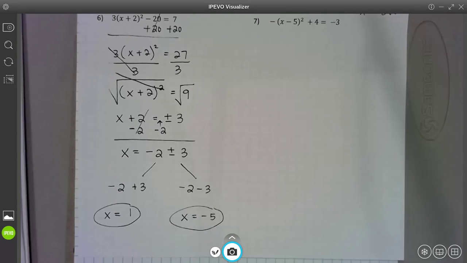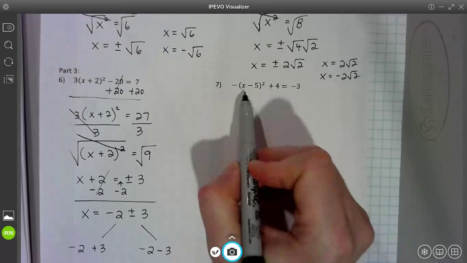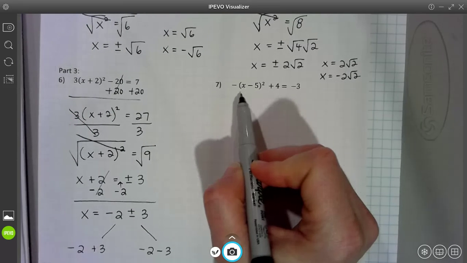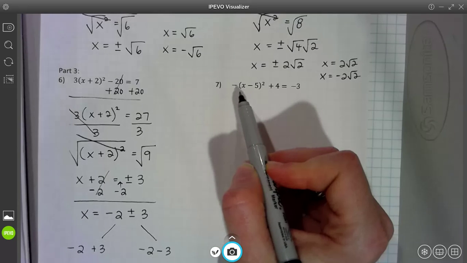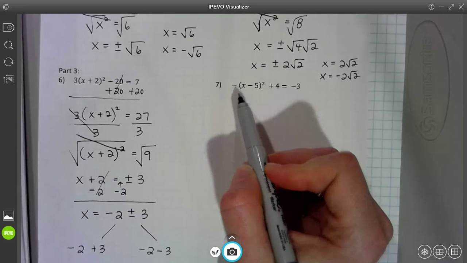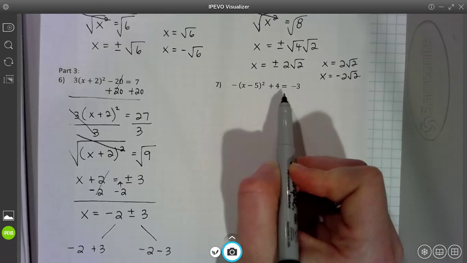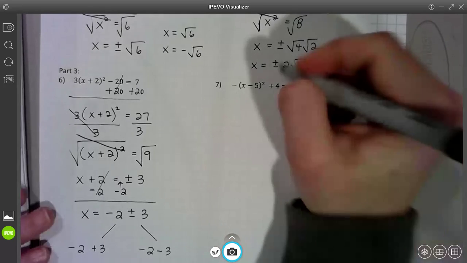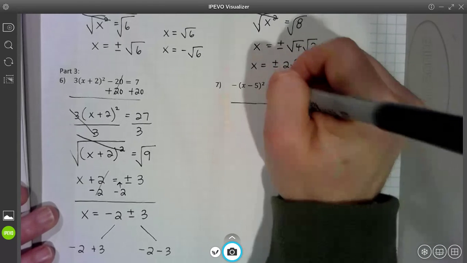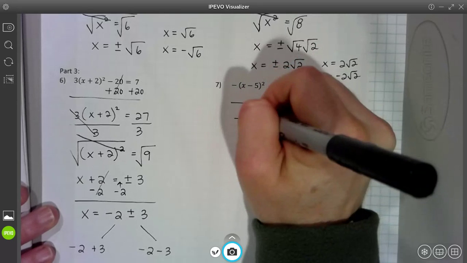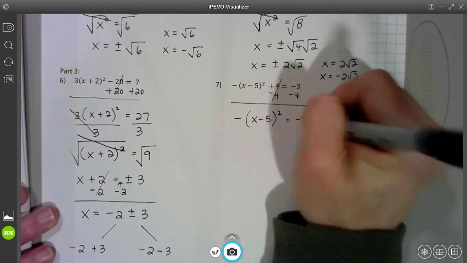All right, let me do one more of these. All right, so look at number 7. Same thing. It's not x who's being squared. It's the entire parenthesis that's being squared, which is okay. Just get that parenthesis by itself. So this negative sign, or this -1, if you want to think of it as, and this +4, they got to go. So let's minus the 4. So now it's a -1 times x minus 5 quantity squared equals -7.